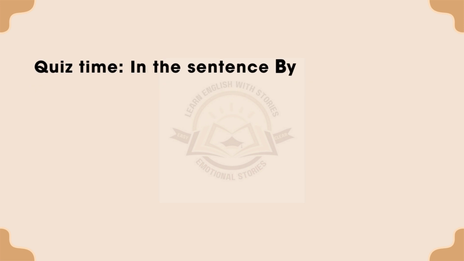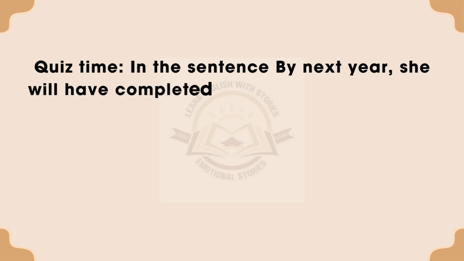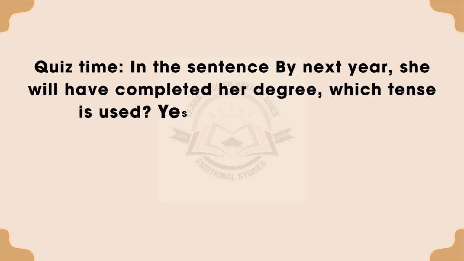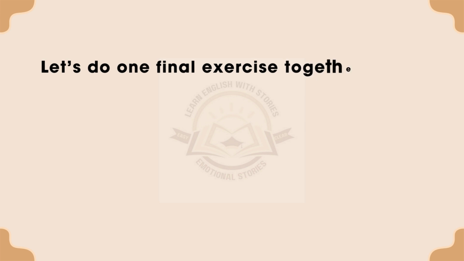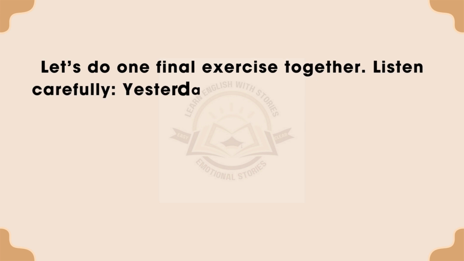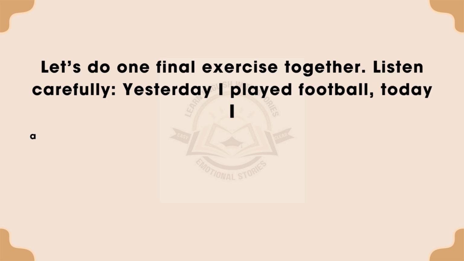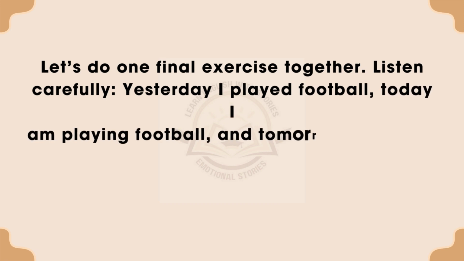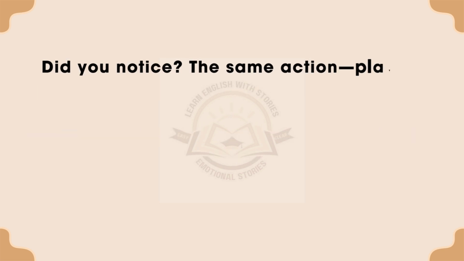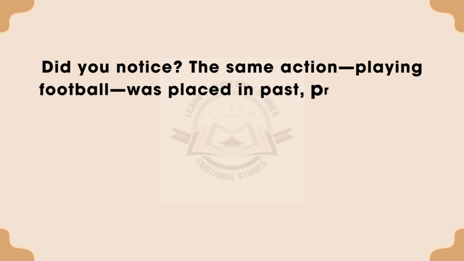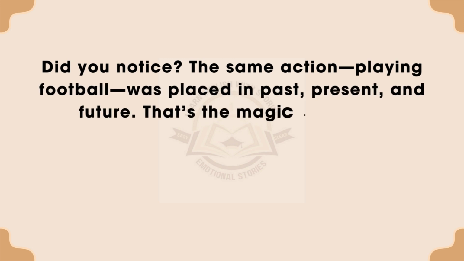Quiz. In the sentence, by next year, she will have completed her degree, which tense is used? Yes, that's future perfect. Let's do one final exercise together. Listen carefully. Yesterday, I played football. Today, I am playing football. And tomorrow, I will play football. Did you notice? The same action, playing football, was placed in past, present, and future. That's the magic of tenses.